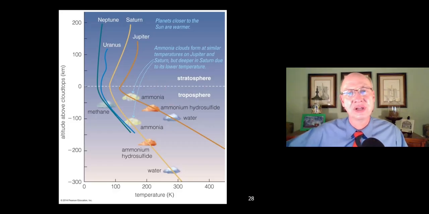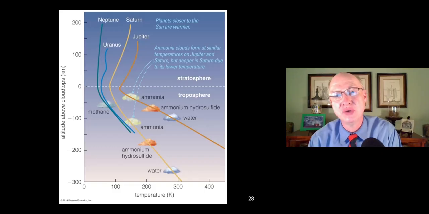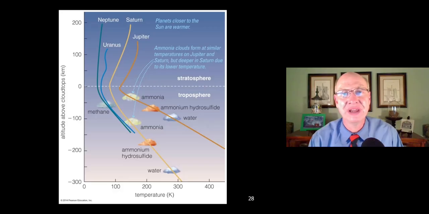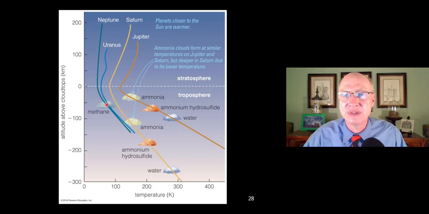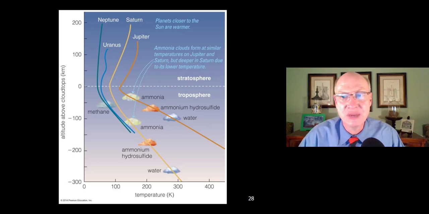On Saturn, those cloud tops are buried much deeper in the planet, which explains why Saturn, although it has the same cloud layers as Jupiter, those cloud layers are harder to see and they're much more subtle because they're buried much, much deeper. Uranus and Neptune, on the other hand, have significant methane clouds in them, and that gives them that bluish blue-green color that we see with Uranus and Neptune.